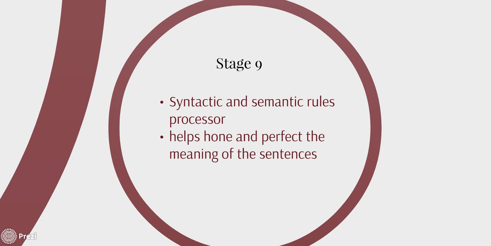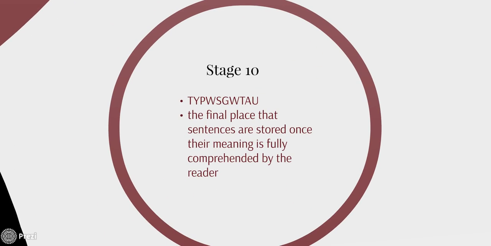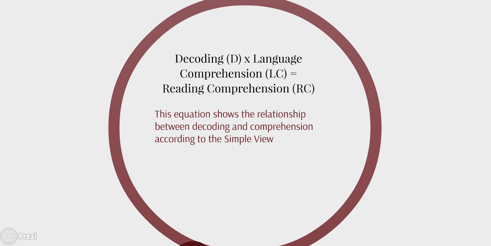Stage 9 is the syntactic and semantic rules processor. This is where you're going to find your shades of meaning, your semantics, your connotations and denotations that are gathered through different combinations of words in sentences. And then this final stage, which is this long letter acronym, is the final place that sentences are stored once their meaning is fully comprehended. So this is kind of like the final resting place of a sentence or text.